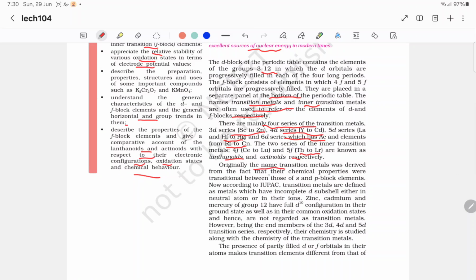Originally, the name transition metals is derived from the fact that their chemical properties were transitional between those of s and p block elements. Now, according to IUPAC, transition metals are defined as metals which have incomplete d subshell either in neutral atom or in their ions.